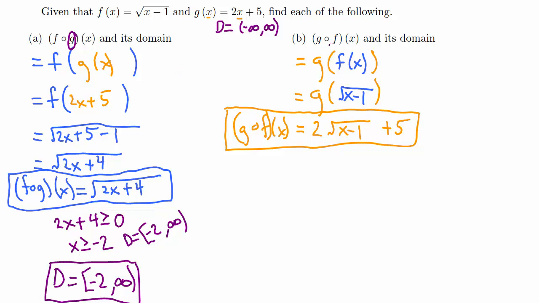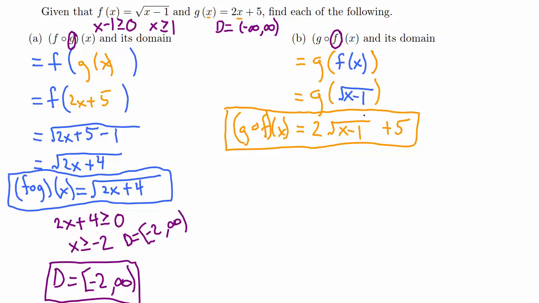Next, we're going to look at the domain for g composed of f of x. And again, we're going to look at the second function that's listed, the f of x, and find its domain. Again, we have a radical, and the radical in this case is the square root of x minus 1, sorry. Add 1 to both sides, which means x must be greater than or equal to 1, and that's the domain.